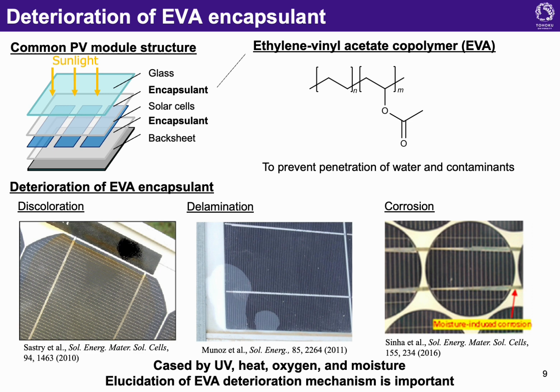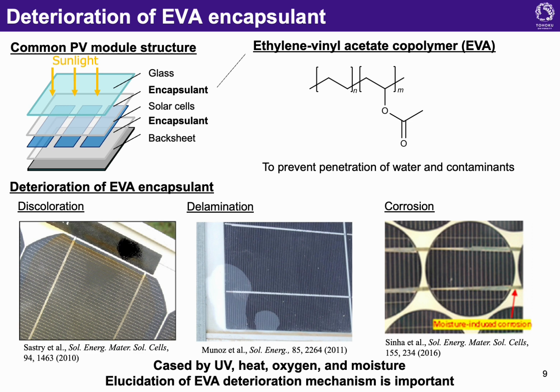The deterioration of the ethylene vinyl acetate (EVA) encapsulant under prolonged exposure to sunlight causes its discoloration, delamination, and corrosion, which are known to be the principal causes of loss in power generation. These phenomena are commonly observed in PV modules used for 20 to 30 years.